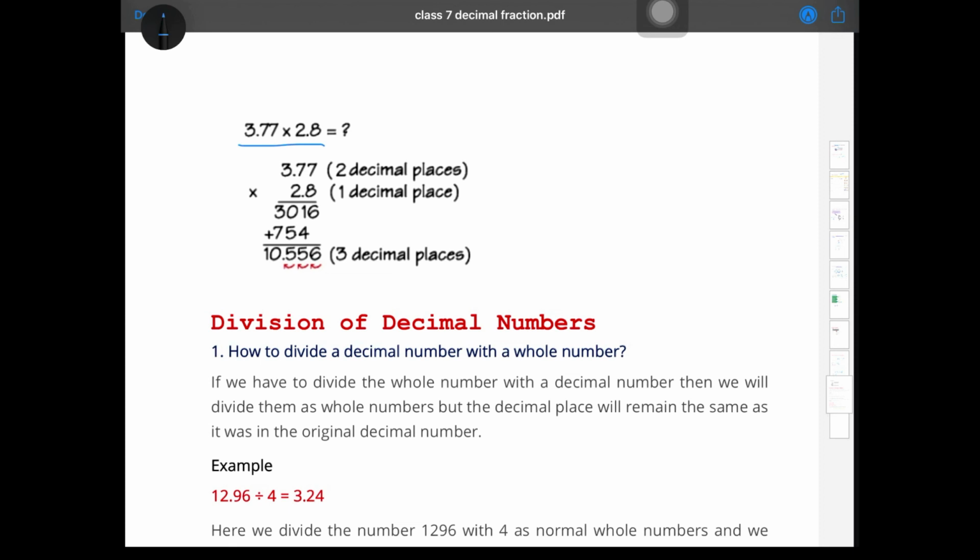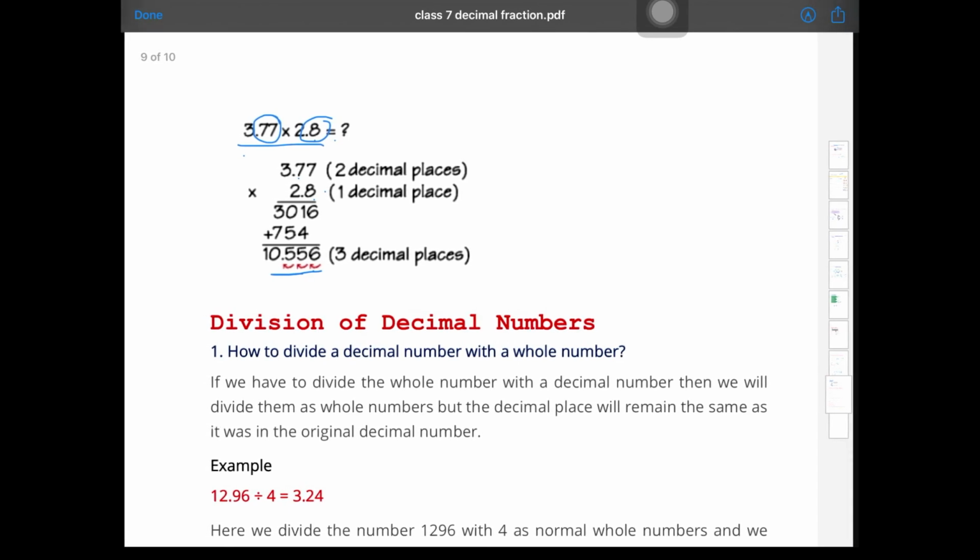One more example you can see here. In these two numbers, how many digits do you have after the point? 1, 2, 3. So total you have 3 digits. Now we will simply multiply these two numbers, and before the 3 digits you will give the point.